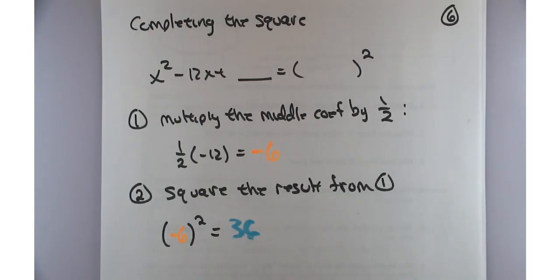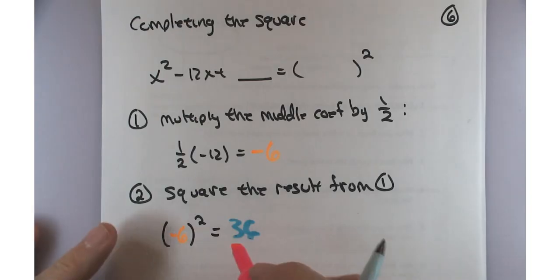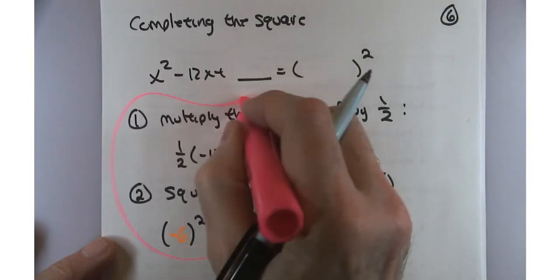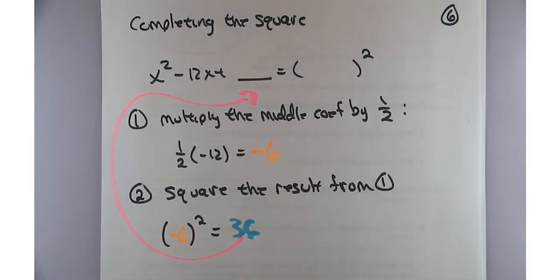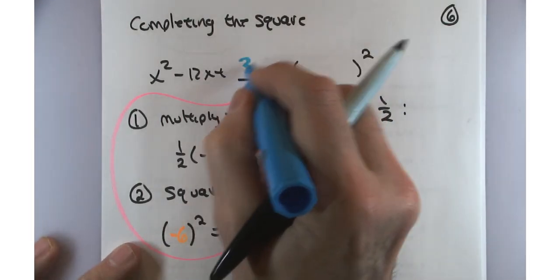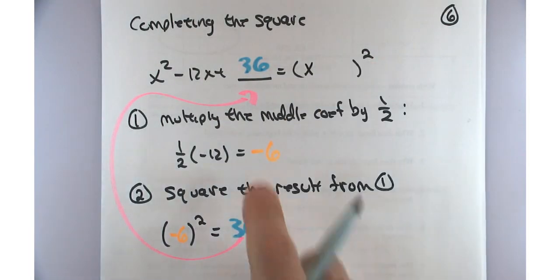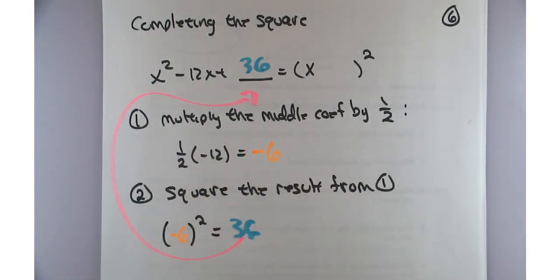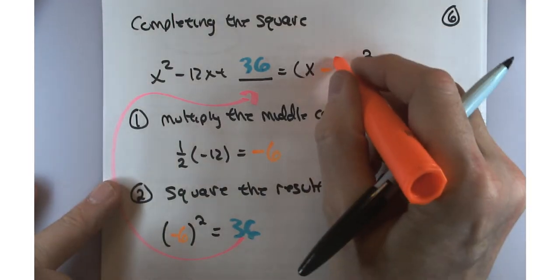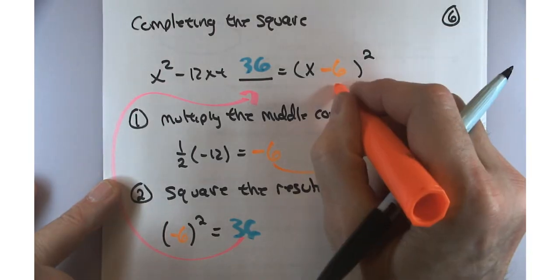So the first part that I need to finish up here, that 36 goes in on the first part. So 36 there. For the second part, I'm again going to use part of my work here. It's going to be x minus 6. And there you go.